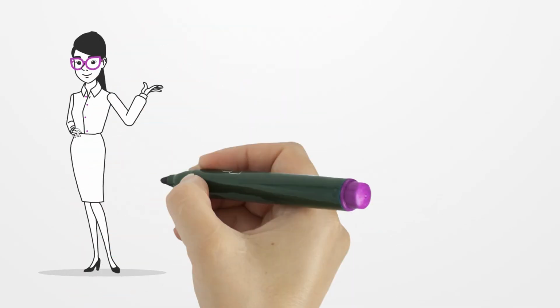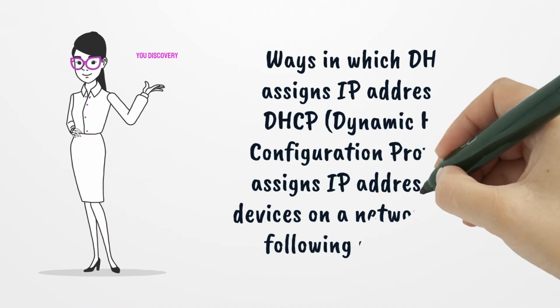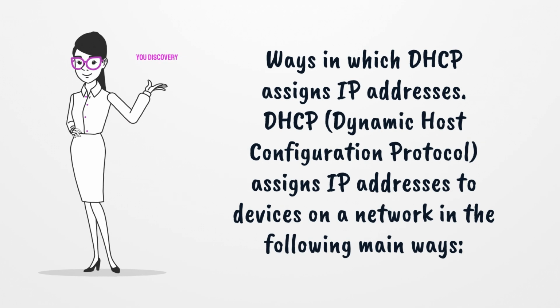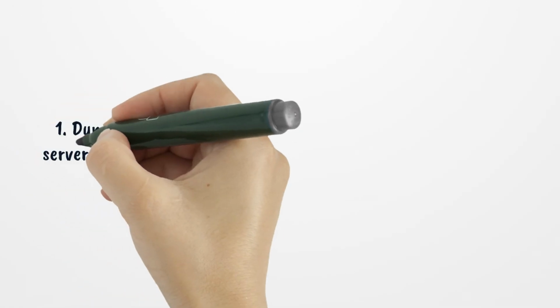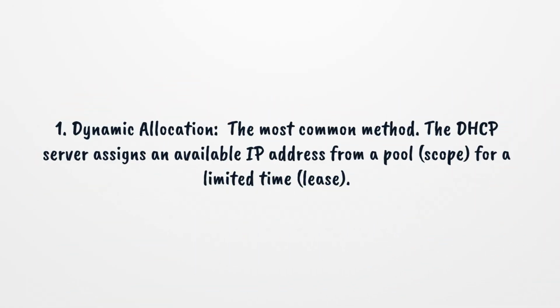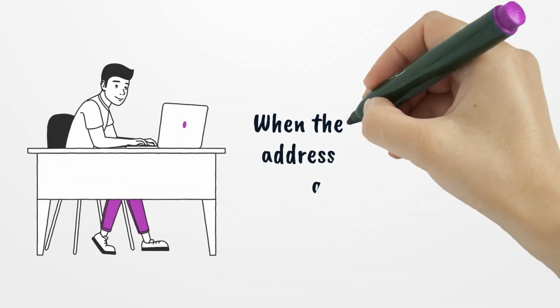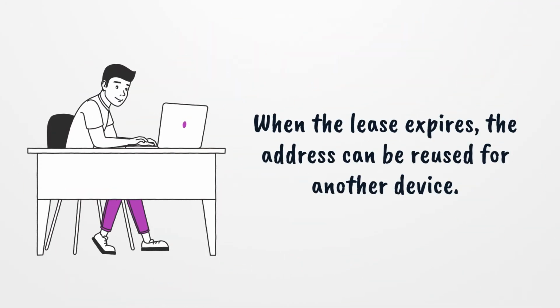Ways in which DHCP assigns IP addresses. DHCP, Dynamic Host Configuration Protocol, assigns IP addresses to devices on a network in the following main ways. 1. Dynamic allocation. The most common method. The DHCP server assigns an available IP address from a pool, scope, for a limited time, lease. When the lease expires, the address can be reused for another device.